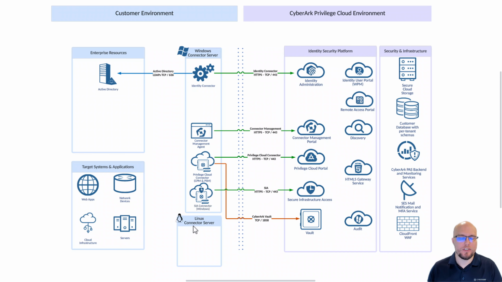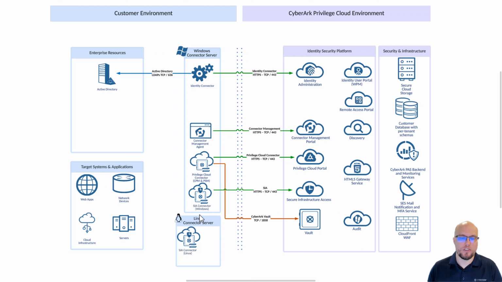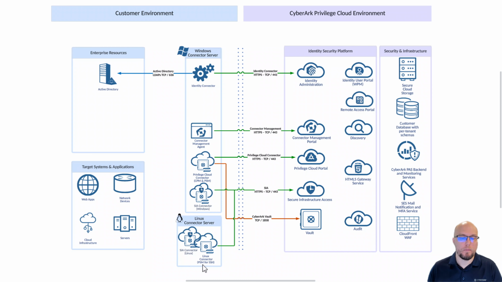Next, I'll talk about the Linux connector server. There are two services that you can install on this. One is the SIA service. Just like the Windows SIA service, it will communicate to the SIA backend service if you're deploying that. And the second service you could install is a traditional PSM for SSH service. Again, this will communicate to the relevant protocols, including the Privilege Cloud API, as well as the CyberArk Vault on port 1858. It's important to allow both the Windows Connector server and the Linux Connector server to communicate outbound on port 80 to the OCSP responders for the relevant certificate authorities.